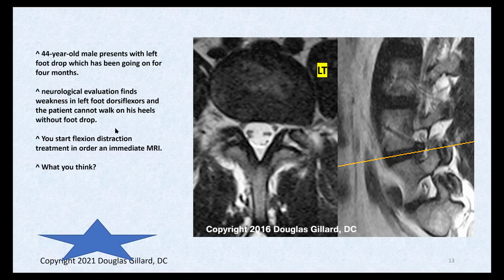So this patient couldn't walk on his heels. Everything else was fine. Because the neurological evaluation was positive, and this has been going on for 4 months, you immediately order an MRI. And while you're waiting, you start flexion distraction treatment, which is designed, you're assuming he's got a disc herniation. Not much back pain either. It's all this foot drop thing and some sciatica. So you order your MRI. What do you think? I don't think I've showed you one like this before.